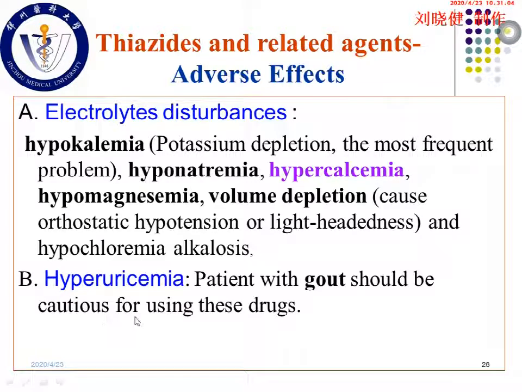Just now I mentioned they also induce hyperuricemia because of competing for transfer with endogenous organic acid in the proximal tubule. Because of this competitive mechanism, they delay the uric acid excretion. That's why patients with gout should be cautious about using these thiazides and related agents.